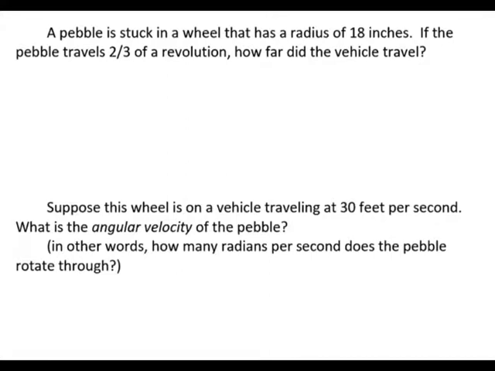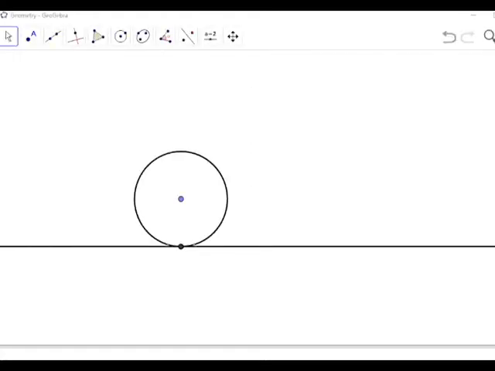Here's another example that involves vehicles, traveling vehicles. We have a pebble stuck in a wheel. The wheel has a radius. The pebble travels 2/3 of a revolution. We want to know how far the vehicle travels. Vehicle travel seems like a linear measure, and so at first you might not recognize this as an arc length problem, but it actually is. And here's why.